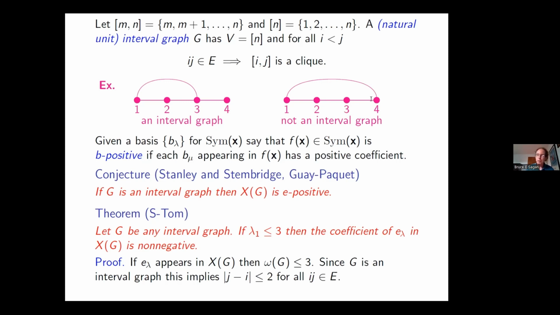These graphs have already been studied in a paper by my former graduate student, Samantha Dahlberg, and she proved that these types of interval graphs are always e-positive. So essentially what we're saying is either you're in the graphs that Dahlberg has studied, where we know they're e-positive, or in all the other ones, it's 0. So you don't have to worry about it.